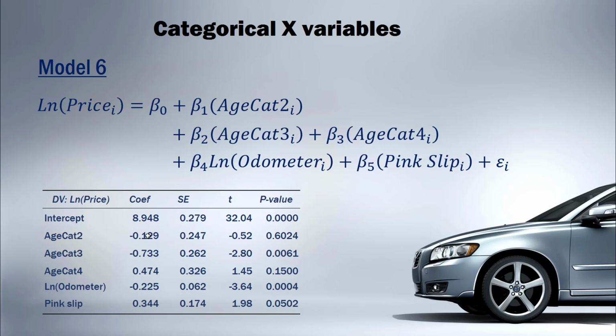You can see if we scroll down that age category 2 has a negative coefficient, so does age category 3. Age category 4 is positive. Nothing else has really changed significantly. Oh, look at pink slip. Pink slip is now almost significant. That's interesting.